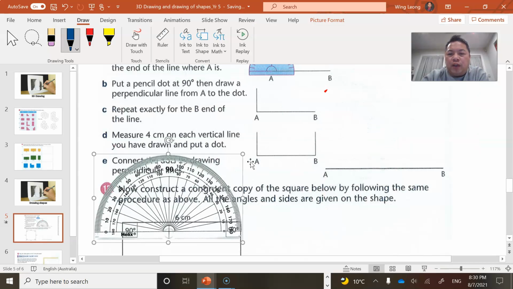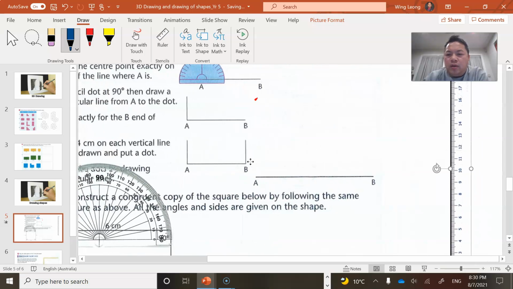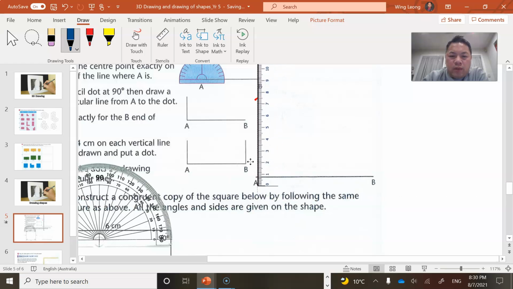I'll remove the protractor. I'll bring along the ruler. Match it against the dot with the corner. Match it together with the edge. Okay, it's about here. The dot. Okay, but we are only supposed to get 4 cm. So where's 4 cm? 4 cm is somewhere around here.